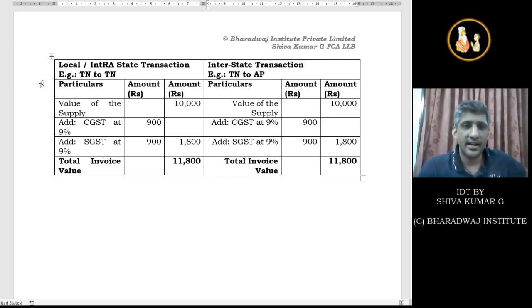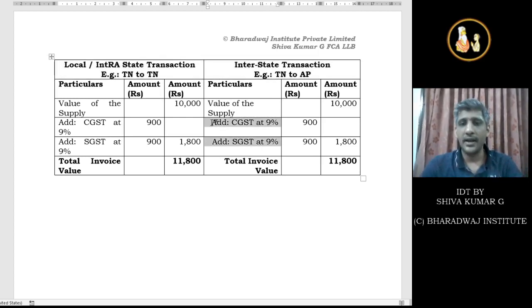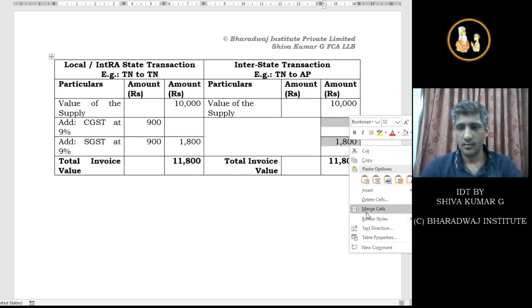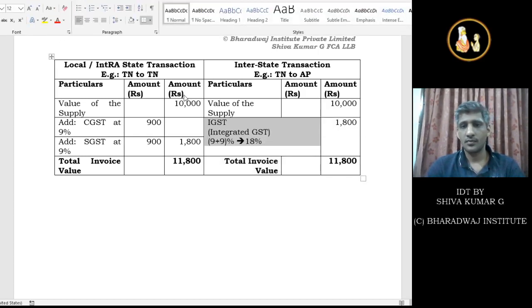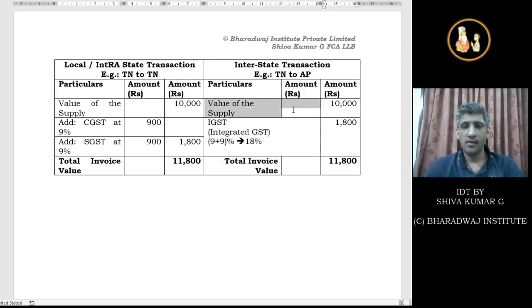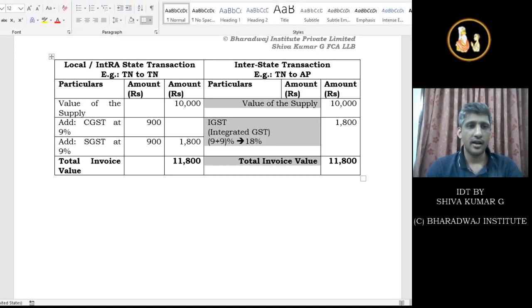Okay, in right hand side in interstate transaction I will have value of supply the same 10,000. There will be no CGST, there will be no SGST. There will be a single tax called as IGST. What is IGST? Integrated GST. So it is an addition of 9 plus 9, so 9 plus 9 percentage, that is equal to 18 percentage. IGST 1,800. Total invoice value will again be 11,800.